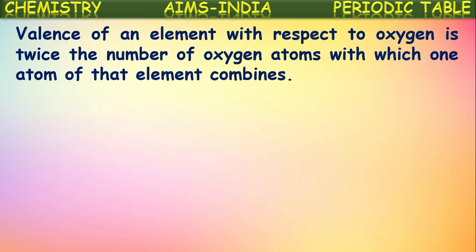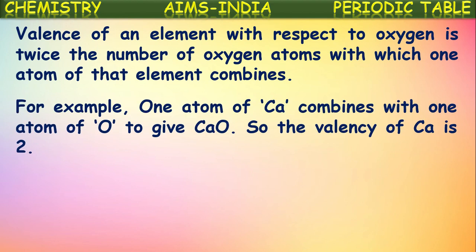Another way, the valency of an element with respect to oxygen is defined as twice the number of oxygen atoms with which one atom of an element combines. Okay, twice the number of oxygen atoms combining with one atom of an element is considered as its valency. Let us see this also with one example.